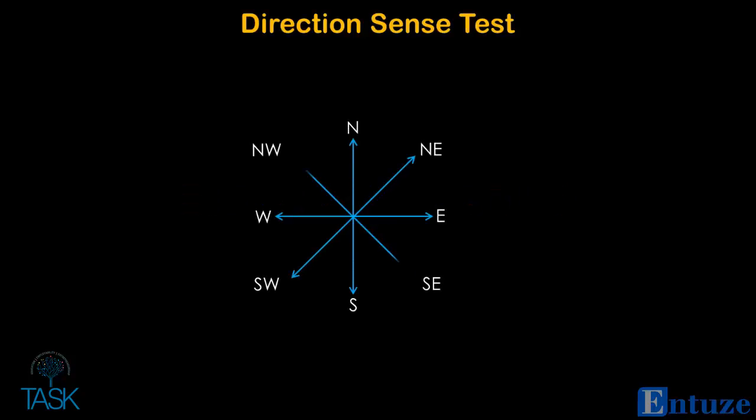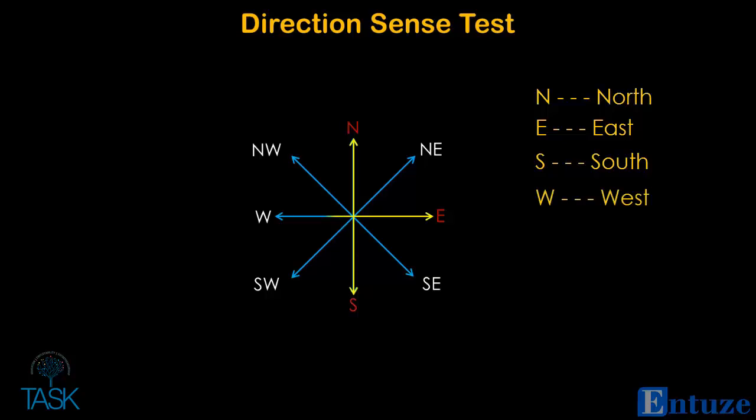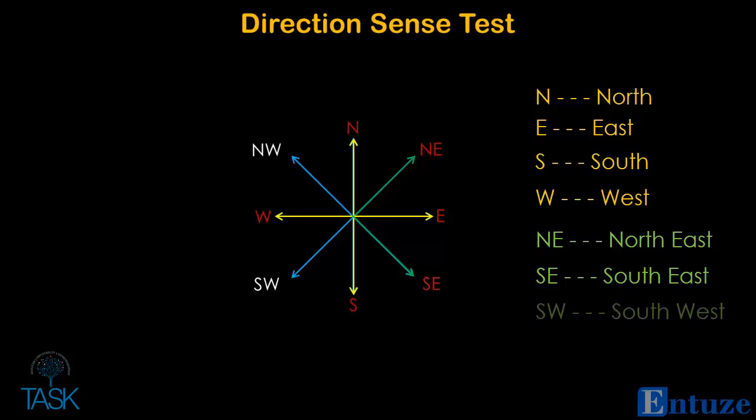The above figure shows the four main directions N or north, E or east, S or south, and W or west, and the four secondary directions NE or northeast, SE or southeast, SW or southwest, and NW or northwest. It is very important to remember the above directions while solving the problems.